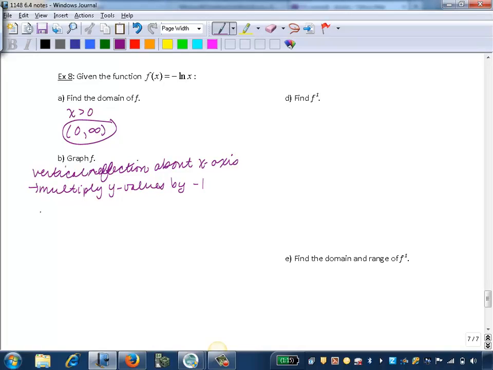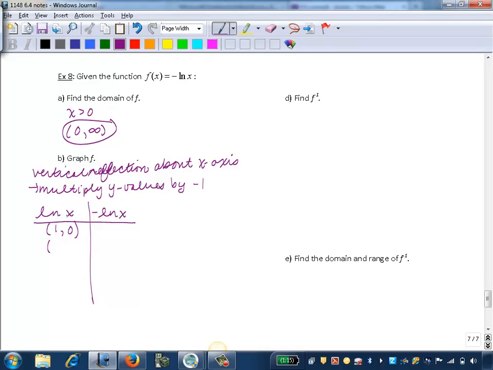So let's make our table here, our parent function, natural log of x, and then our new function, negative natural log x. So our key points, remember we can't just use 0, 1, and -1 for logarithmic functions because we can't take log of 0 and we can't take log of -1. We have to take log of values greater than 0. So we can use 1. So log of 1, remember, is always 0.